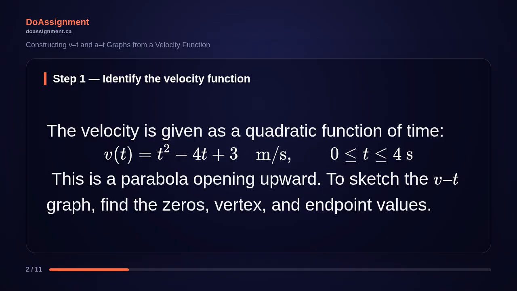We start with the given velocity function. V of t equals t squared minus 4t plus 3, measured in meters per second. Since this is an upward opening parabola in time, we need to find its zeros, its minimum, and its values at the endpoints of the interval.